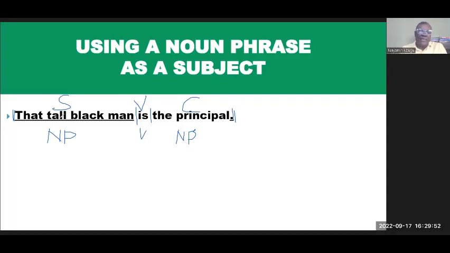In the first instance, it performs the function of the subject, and then it also performs the function of the complement. Okay, the complement is a description of the subject, and the subject is the doer of the action or the person or thing that the sentence is about. When you are talking about someone, that someone is the subject. You are either describing the person or you are describing his action. Here you are describing the person. The tall black man is the principal. Okay? So let's now undo this and look at other examples.